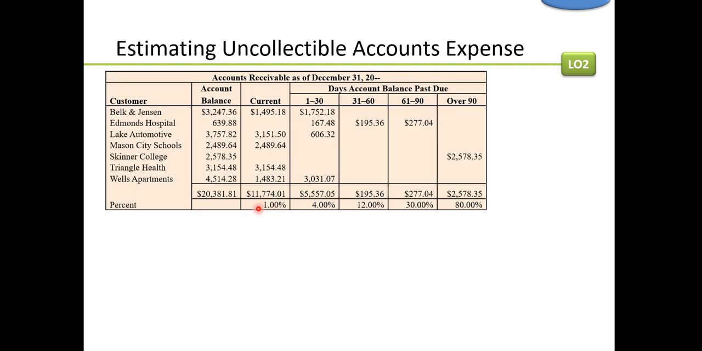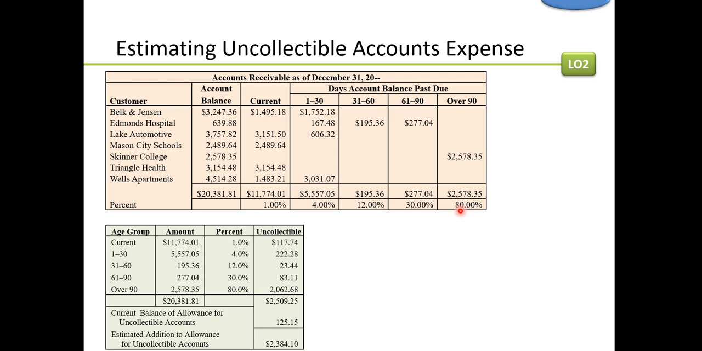The current accounts, the ones that are currently due, we're at 1%. The ones in the first 30 days are at 4%. The ones in the next 30 days at 12%. The next 30 days at 30%. And then over 80% of those are not going to be collectible.